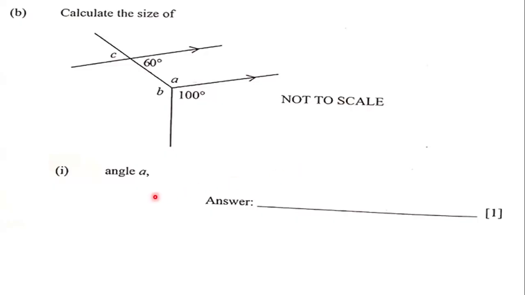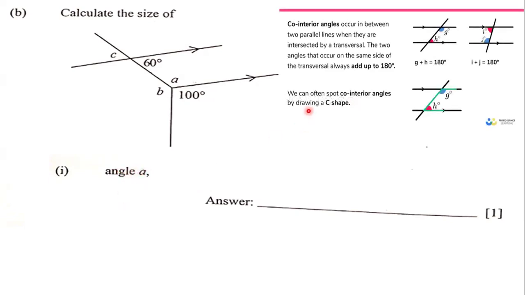Here, our goal is to determine the size of angle A. Notice that according to this chart, we can often spot co-interior angles by drawing a C shape. So let's draw a C shape on this diagram. Notice that here we have drawn a C shape, and 60 and A are co-interior angles.